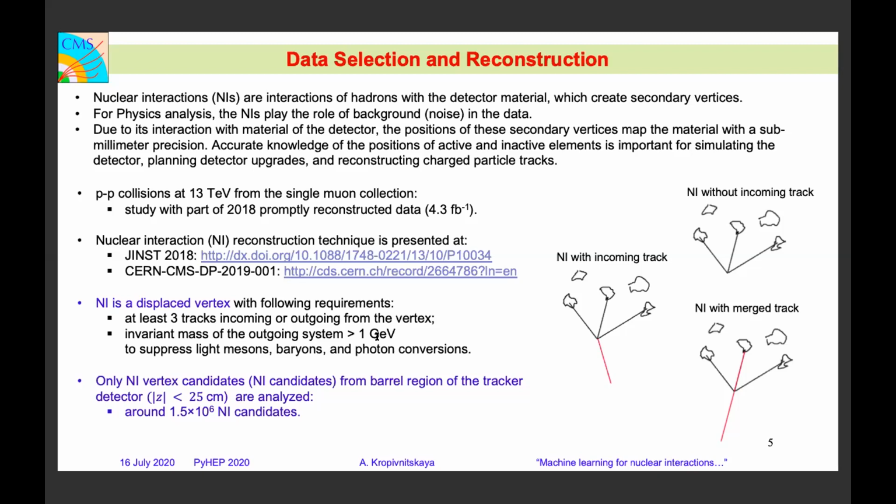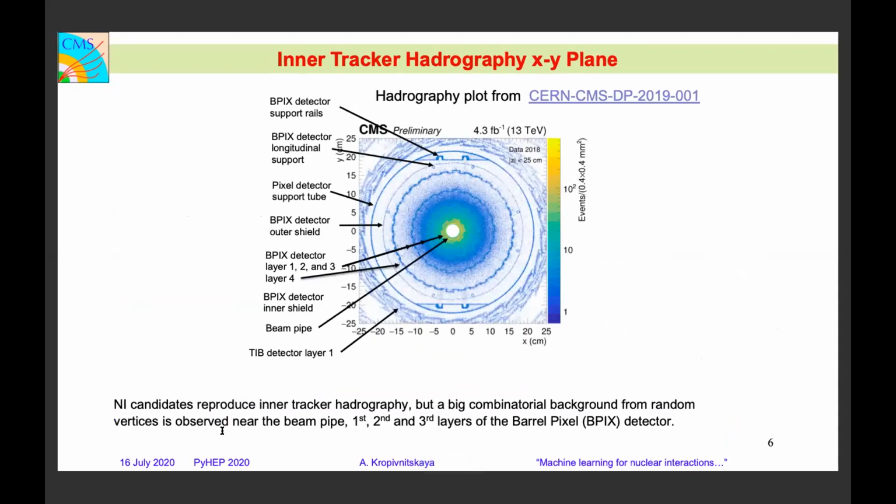As I told you, in this analysis we analyzed only the barrel region. That is why we select 1.5 million nuclear interaction candidates. So, how do we map our detector with the nuclear interactions? Here, in this plot, I present the XY view of the nuclear interactions inside of the pixel detector.